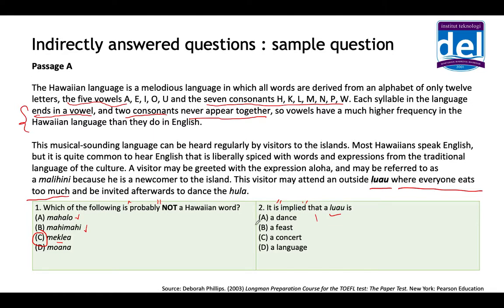And now we can look at the options one by one. Is it a dance? It seems that this is not suitable for where everyone eats. What about B, a feast? A feast means a big party. This sounds relevant to the statement, but let's just keep it for now. And what about a concert? A concert is usually about a music performance, which is very far from the statement where everyone eats too much. So we can infer from this statement that a luau is a feast.